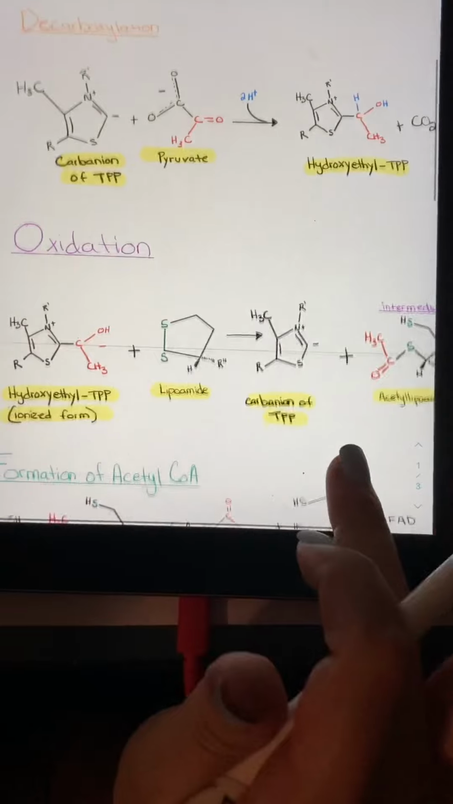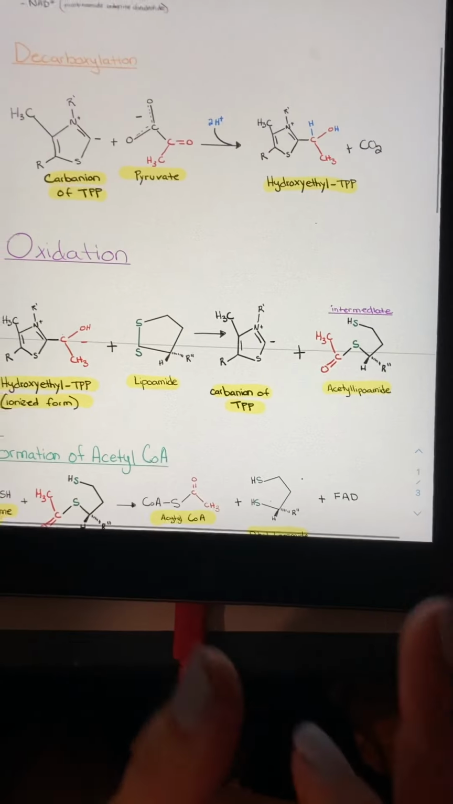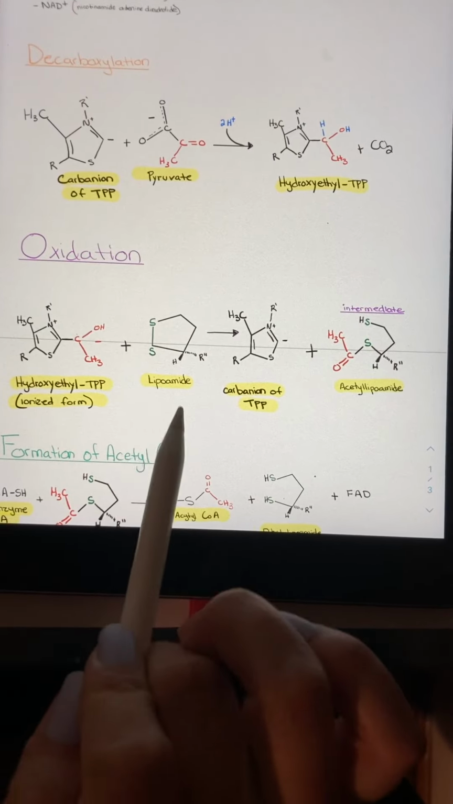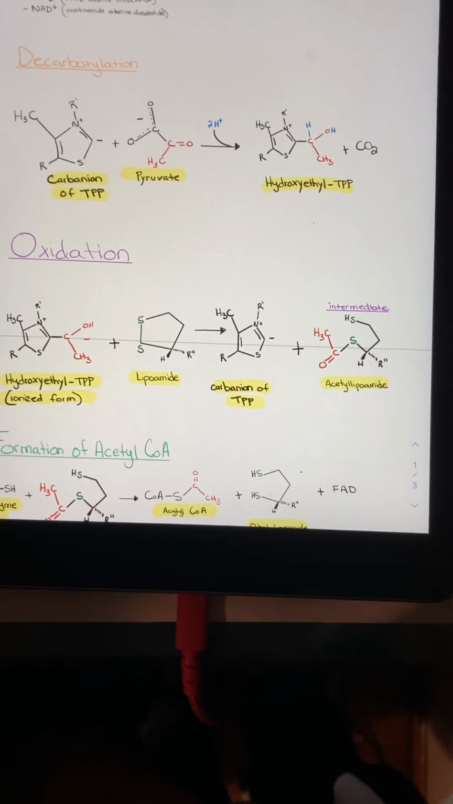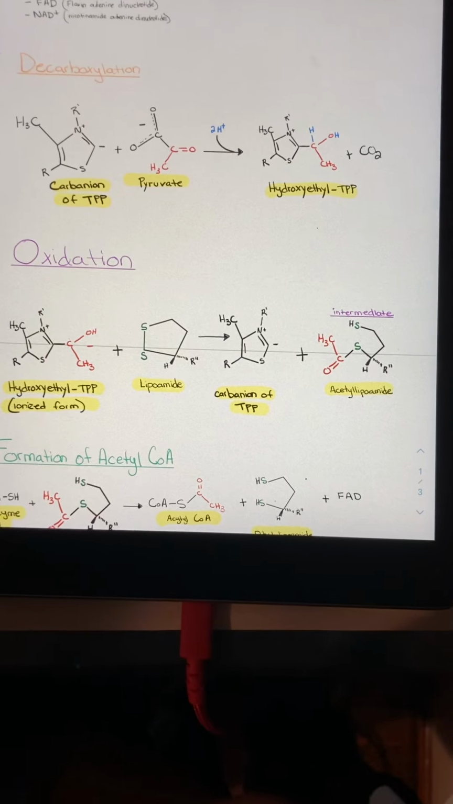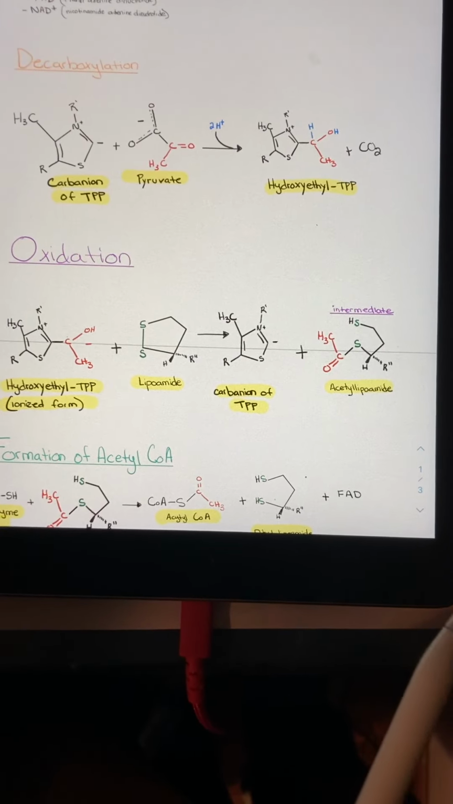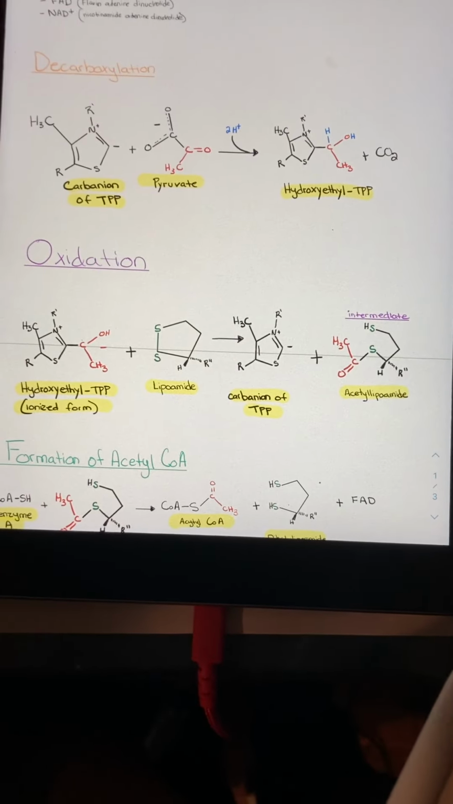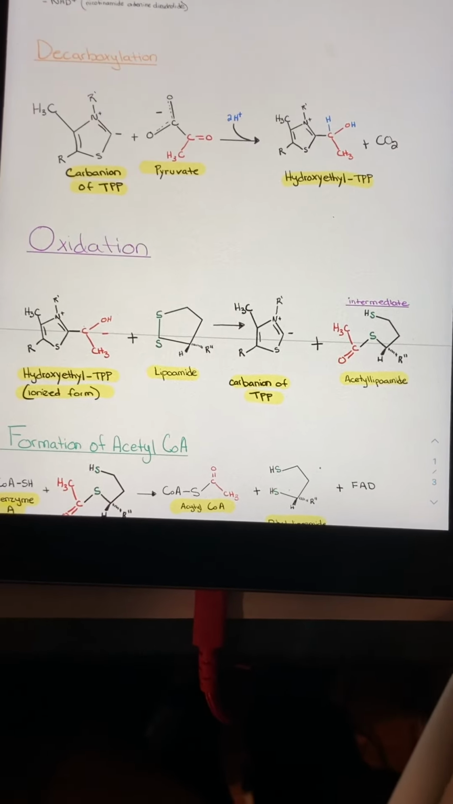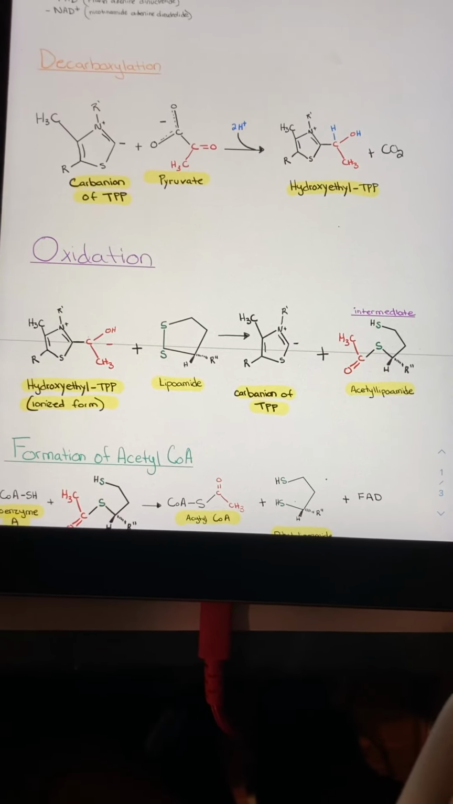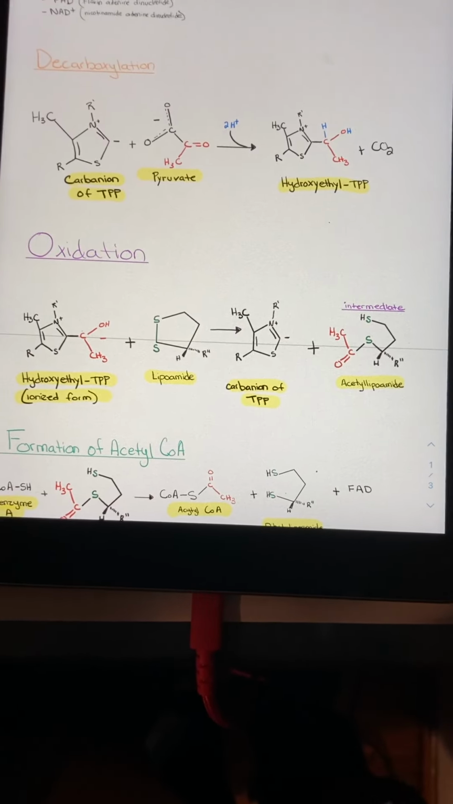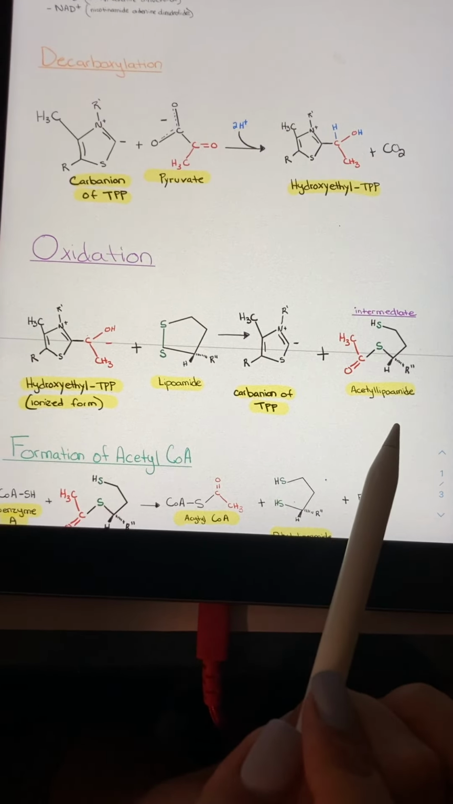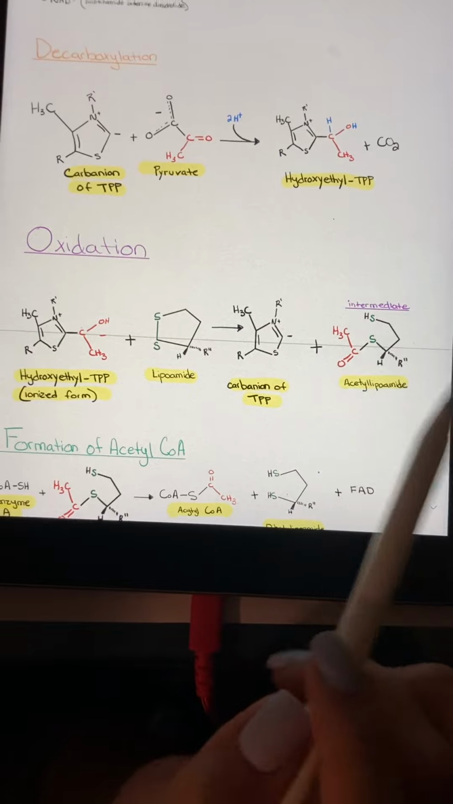And then the next step would be the oxidation. At this point, the second cofactor, lipoamide, becomes involved. The hydroxyethyl group attached to the TPP is oxidized to make an acetyl group, while being simultaneously transferred to lipoamide, which results in a thioester bond. And so during oxidation, acetyl lipoamide is also produced.